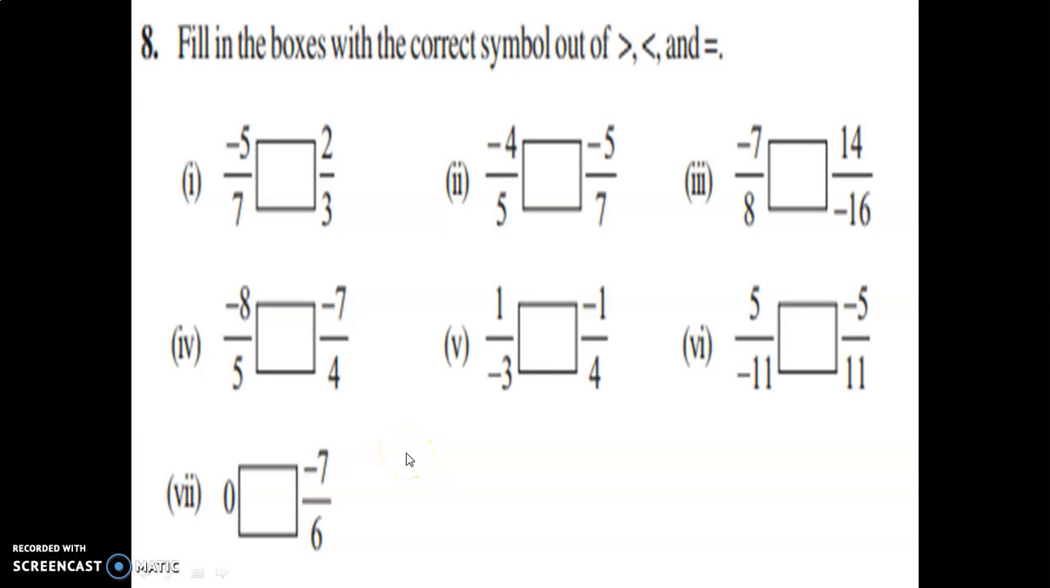Hi children, shall we continue with the same exercise, comparing rational numbers? Yes. Here is the question for you. Fill in the boxes with the correct symbol out of greater than, less than and equal to.